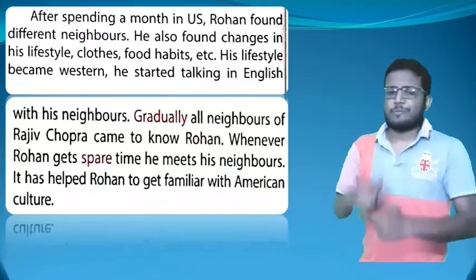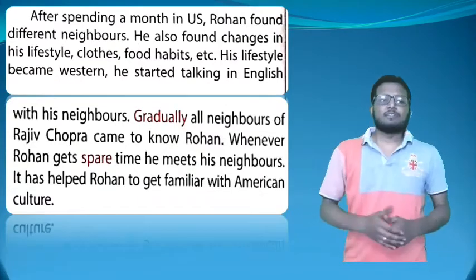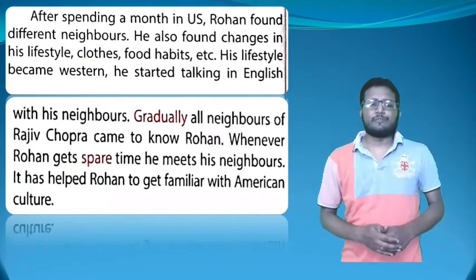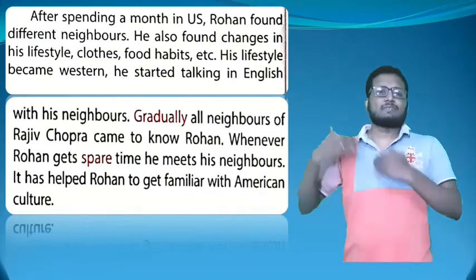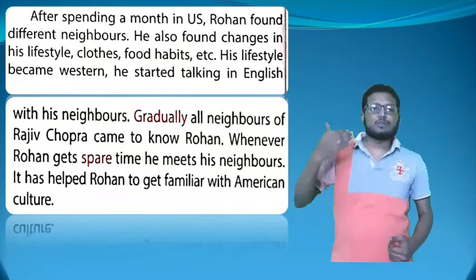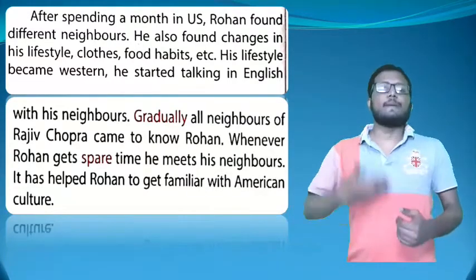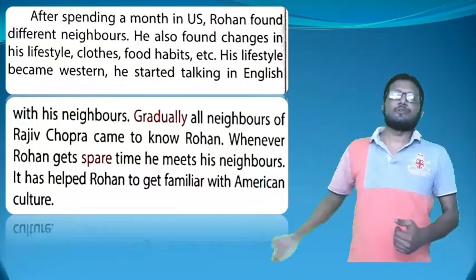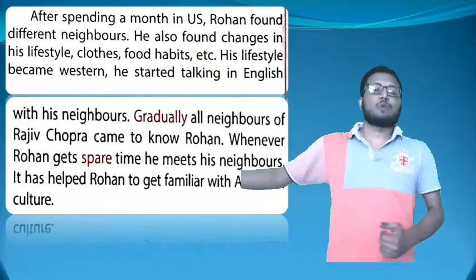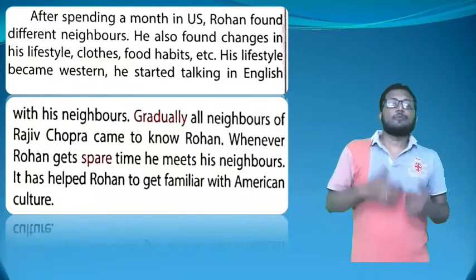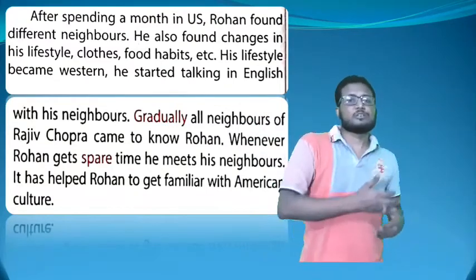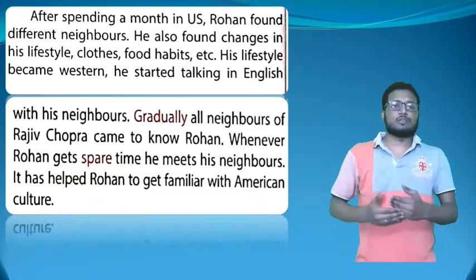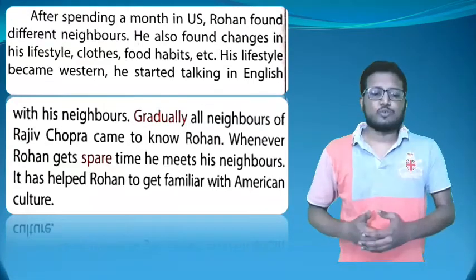Let's read one more time. After spending a month in the US, Rohan found different neighbors. Yes, when Rohan has spent one month there already, slowly he will come to know who resides beside my house, who is my neighbor, what is his name, and I will also come to know what his profession is. It's called the slow process, it's called gradually.